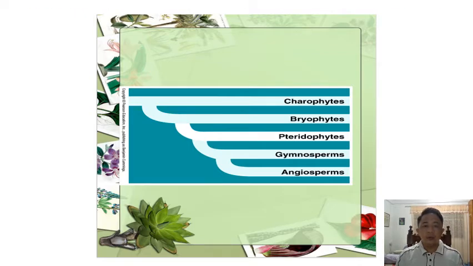Okay, so if we look at the evolutionary tree, we have the charophytes, or the earliest known group of algae, or earliest ancestor of the four main groups of land plants. You have seen this a while ago in the other slides. So from the charophytes, you have the bryophytes, the pteridophytes, the gymnosperms, and the angiosperms.